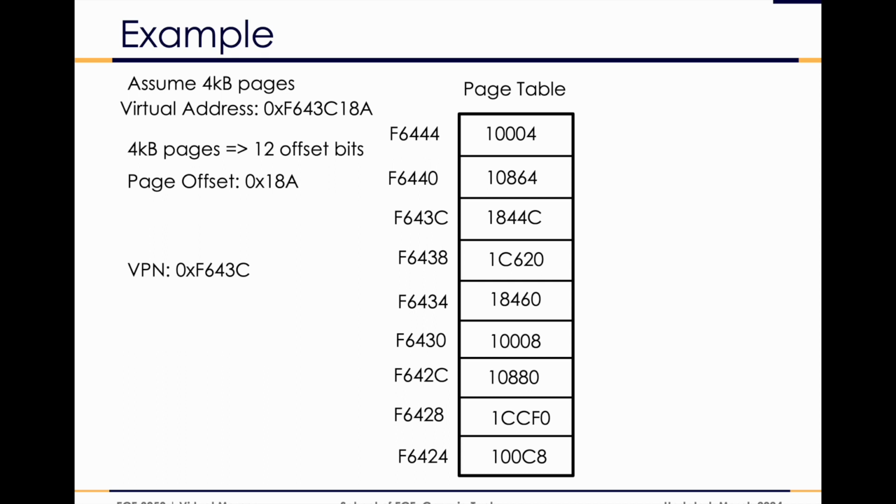Now we need to use this virtual page number to index into our page table, and in this page table we can find the physical page number. This virtual page number, 0xF643C, goes right there. So now we know that 0x1844C is our physical page number.